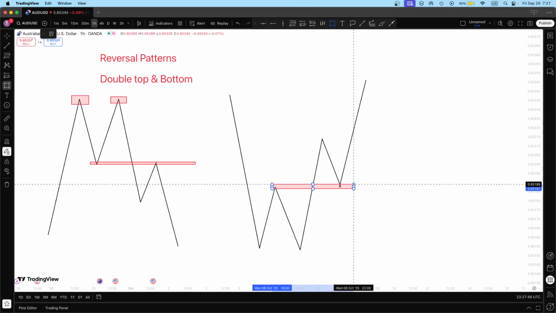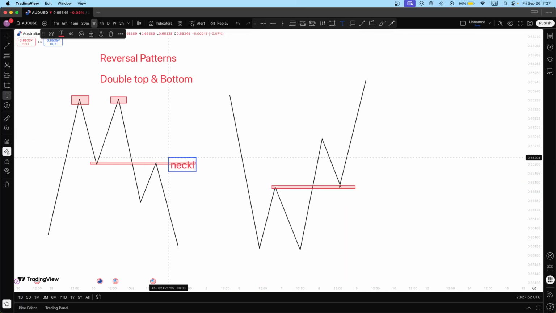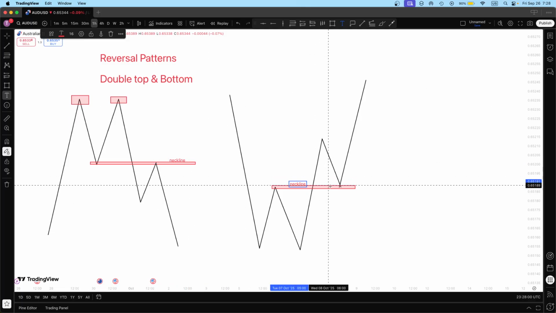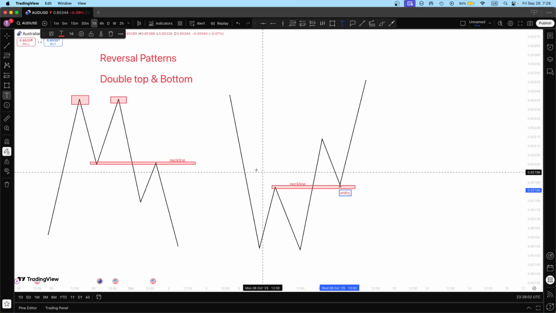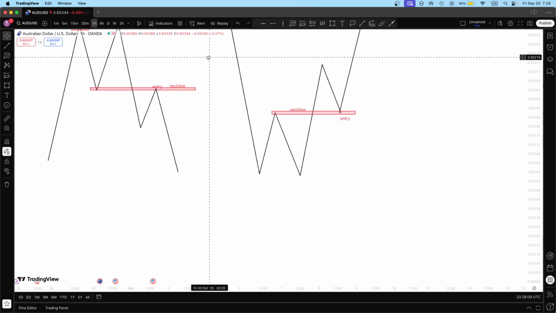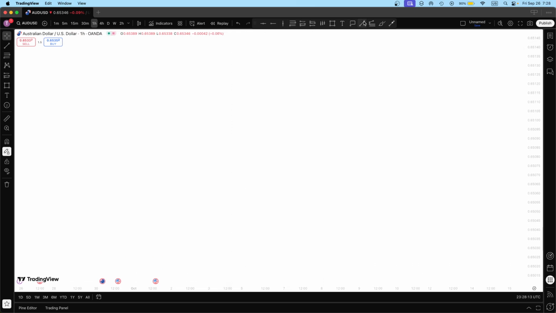So I'll just draw this and put here neckline. So here is your entry and this is your entry. Okay, so this is for double bottom and double top, and then the next one is triple bottom and triple top.